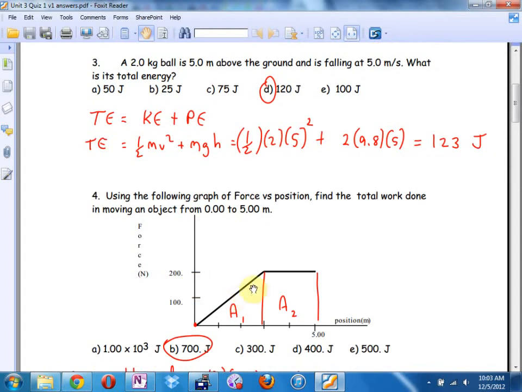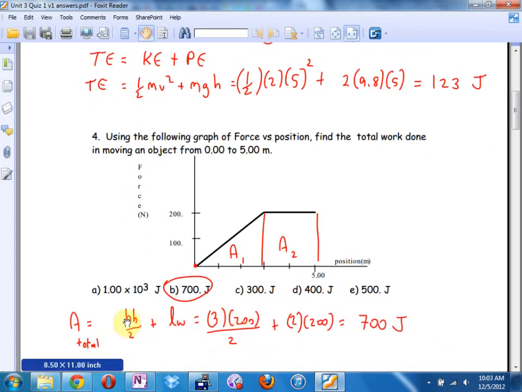Anyhow, I divided it up into a triangle and a rectangle. The area 1 of the triangle is base times height divided by 2. Area 2 is length times width. The base, 200. Sorry, let's try that again. The base, 3. The height, 200 divided by 2. And length, 200. I got 700 joules.